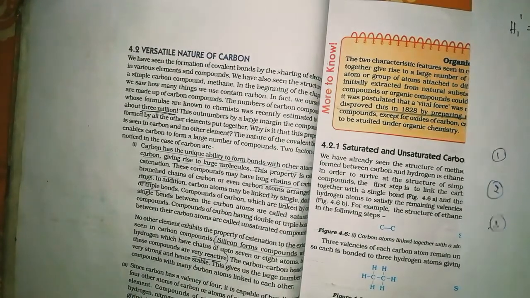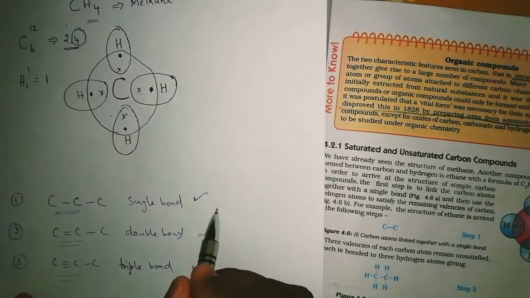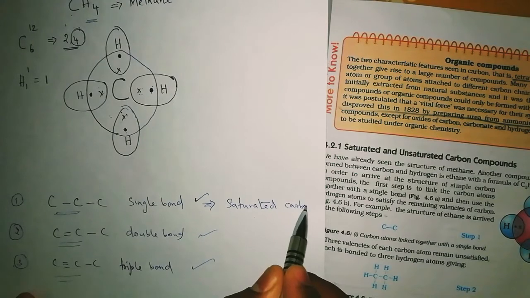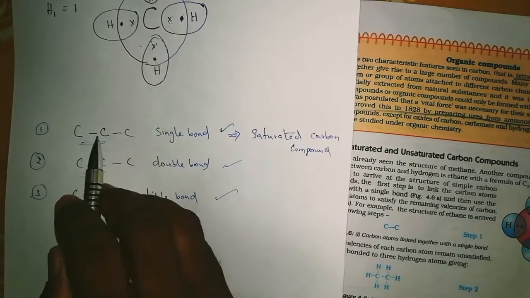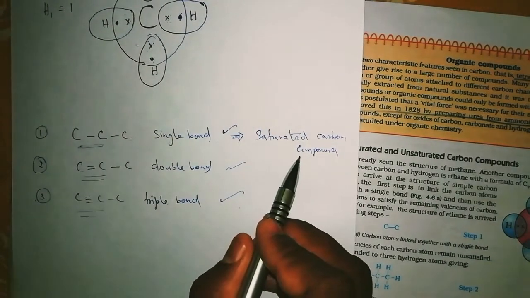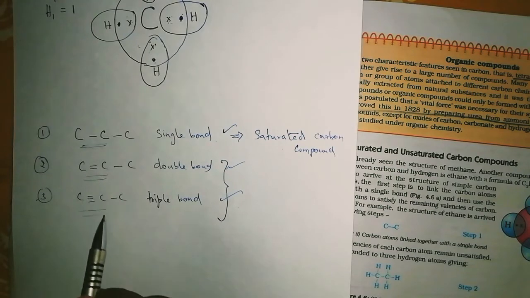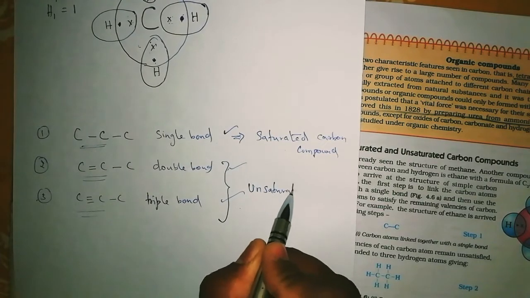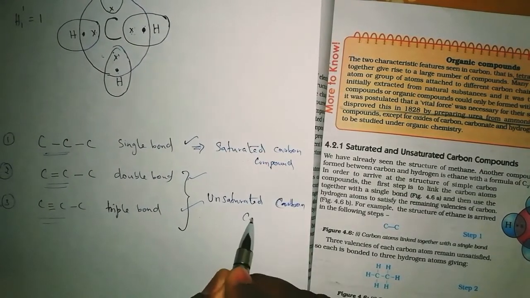And also compounds of carbon which are linked by a single bond. So those which are combined with carbon and carbon by a single bond are said to be saturated carbon compounds. So carbon combined with another carbon with a single bond are said to be saturated carbon compounds. And carbon combined with another carbon with a double bond and carbon combined with another carbon with a triple bond are all said to be unsaturated carbon compounds. Unsaturated carbon compounds.